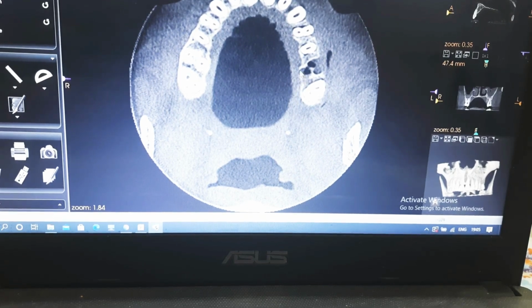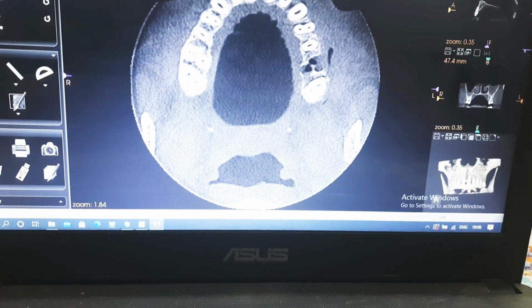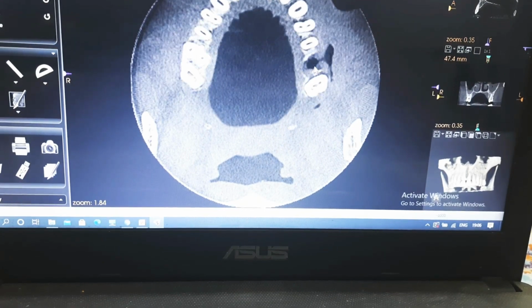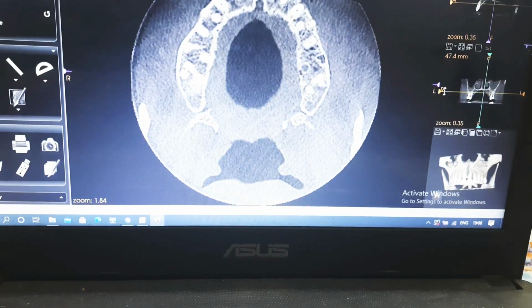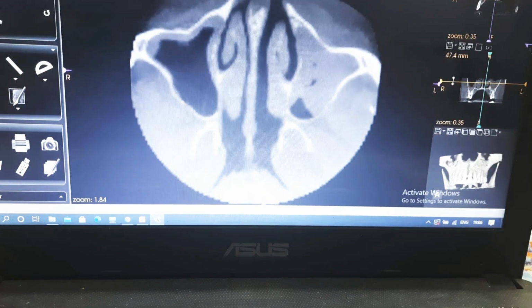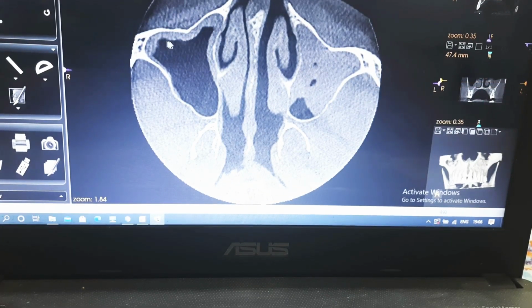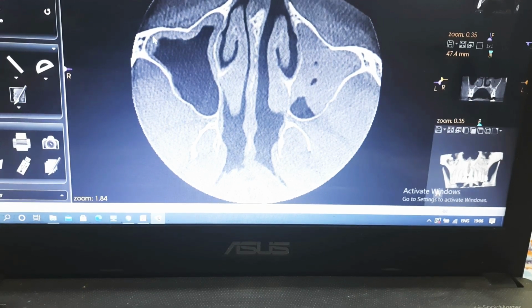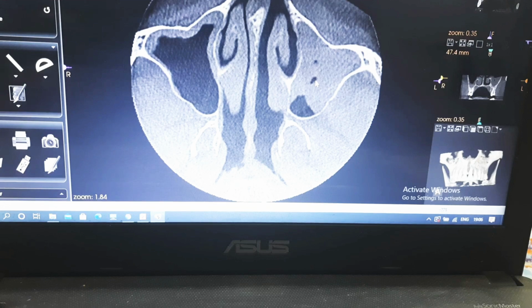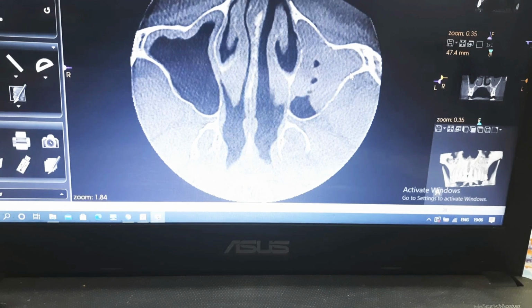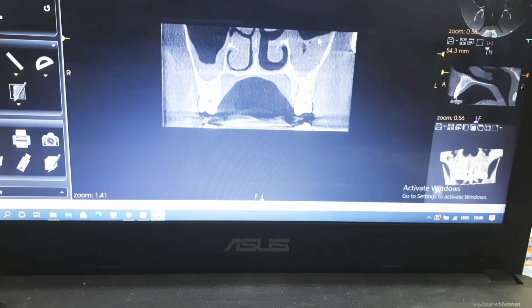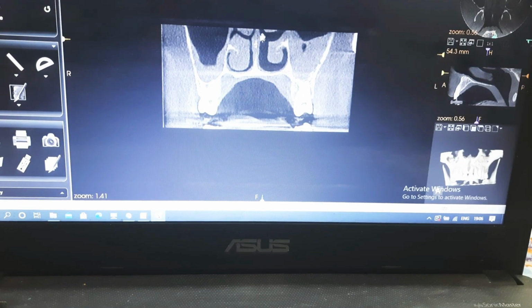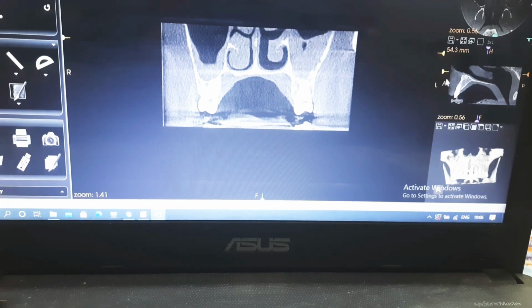Now you can see that the cortical plates have been obliterated. There is perforation, and yes, you can see the sinus opacity. Here also there is some mucosal thickening on the walls of the maxillary sinus, but compared to the left side, this is much less. Also, you can note that the nasal turbinates on the left side have been hypertrophied. You can see it clearly in this picture.